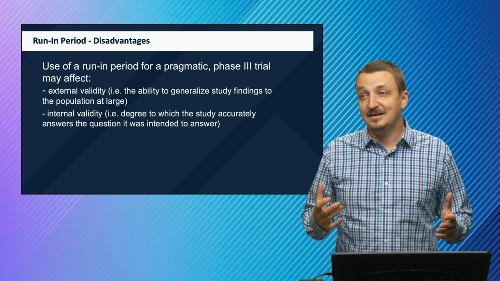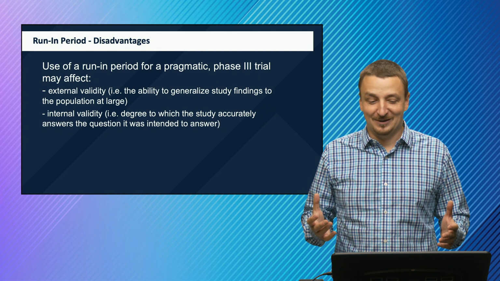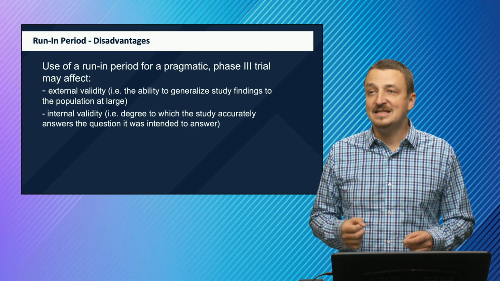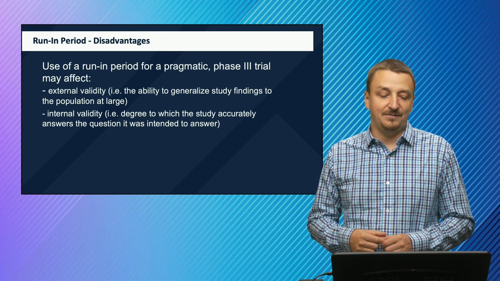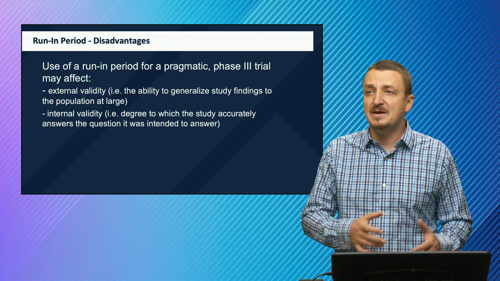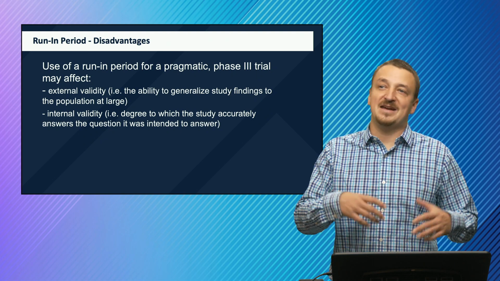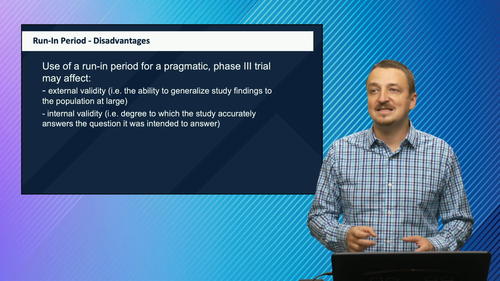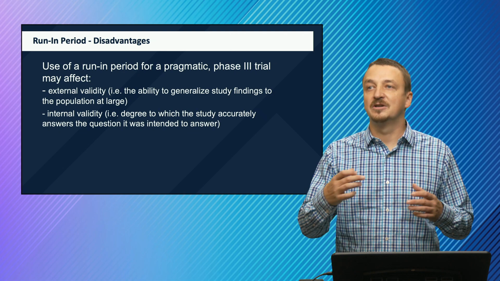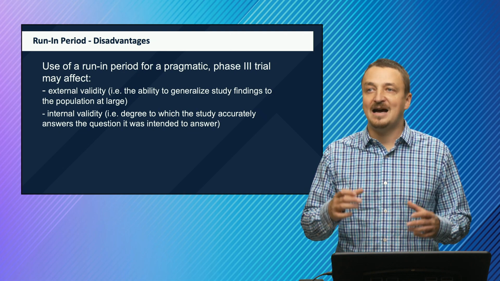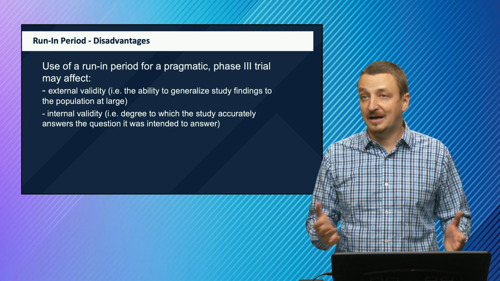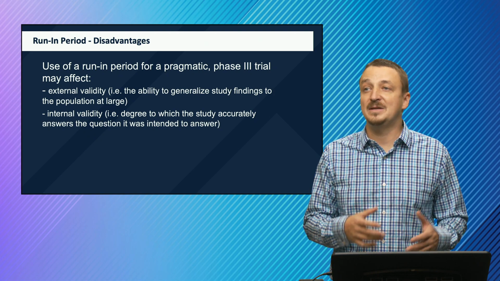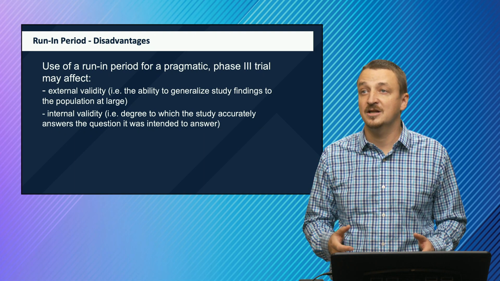Of course, it will increase our power, but a run-in period may also affect external validity. This is the ability to generalize study findings to the population at large. We may have sufficient power to find something in our study, but at the same time, it's unclear how our findings translate to a real population, where, of course, people responding to placebo or people intolerant to a certain intervention are not excluded.